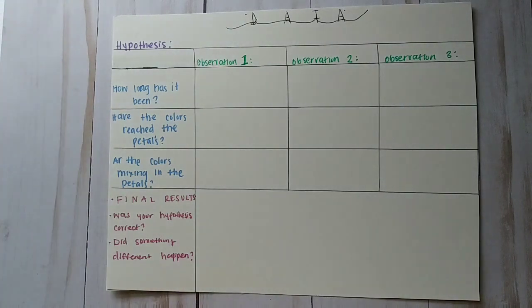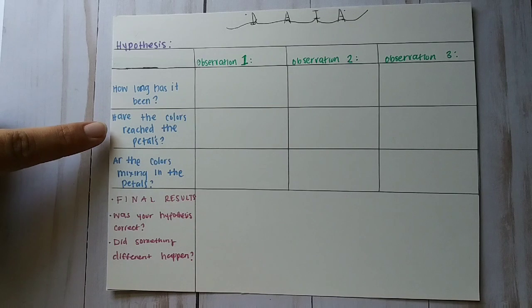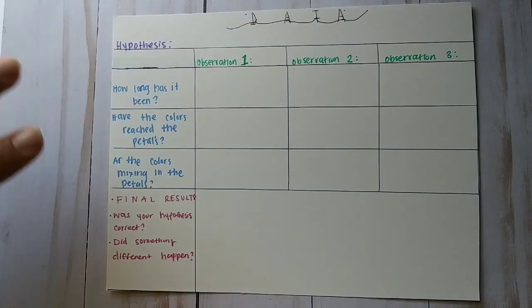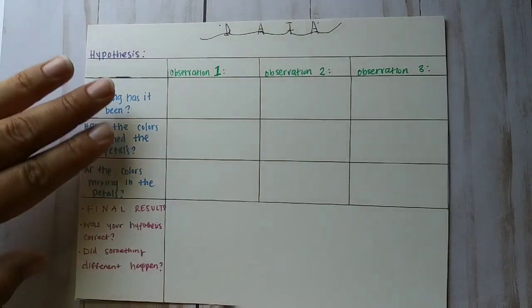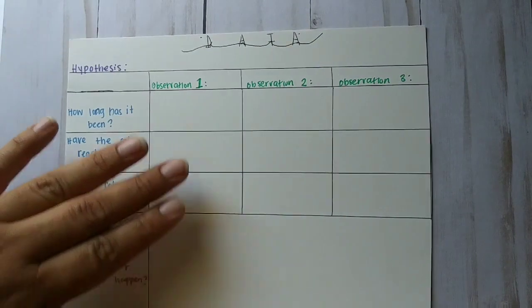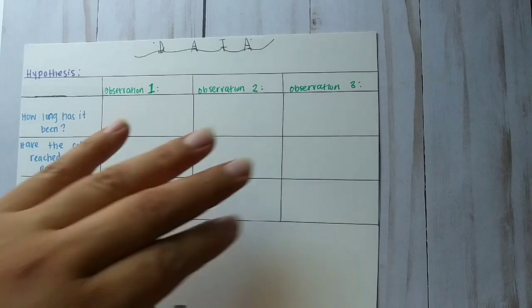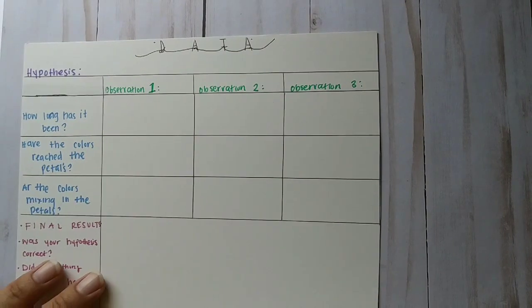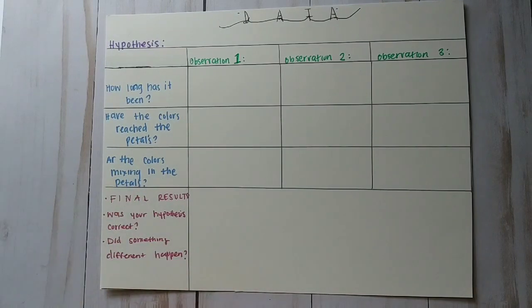I have how long has it been, so how long has it been since we put the flowers in the colors? Have the colors reached the petals? Are the colors mixing in the petals? And then you're going to answer these questions during each observation. I only have 3 observations. You can do more observations if you'd like. You can wait longer periods of time between each observation.